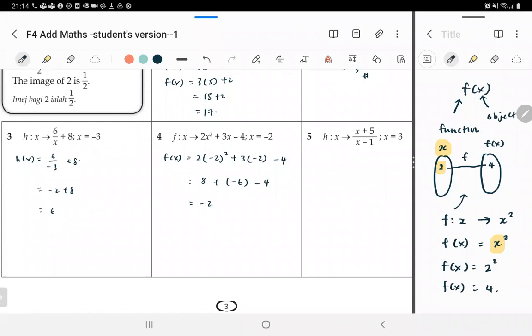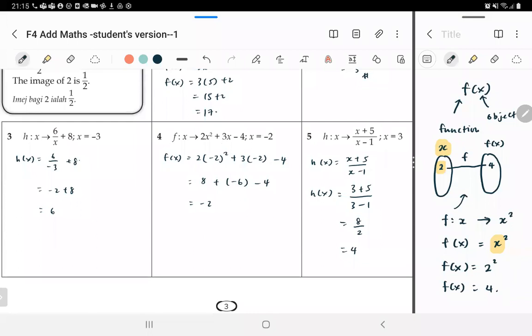Then number 5 here, h(x) equals (x plus 5) over (x minus 1). So you will have h(x) equals (3 plus 5) over (3 minus 1). So you get 8 over 2. So the final answer is 4.